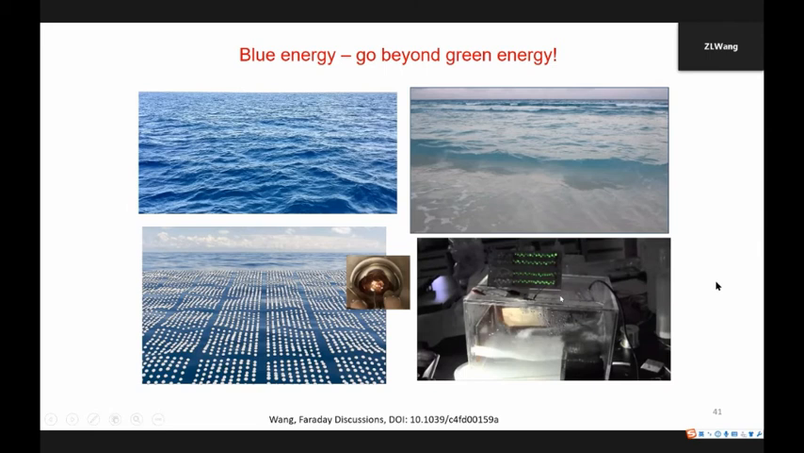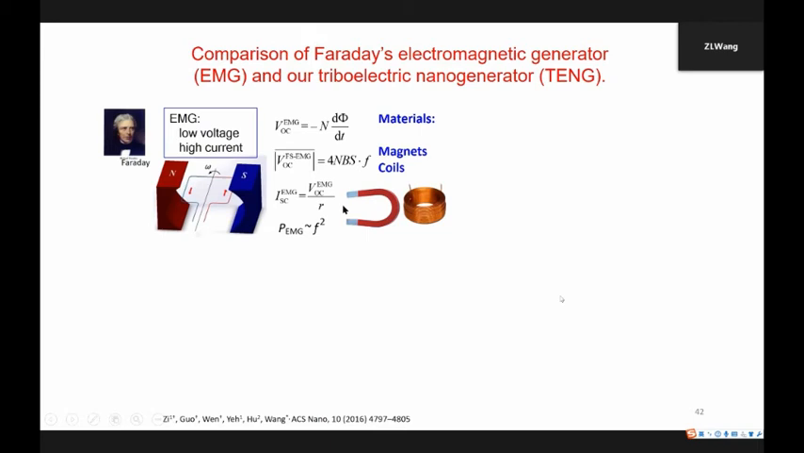So what is the fundamental difference? I always emphasize fundamental things. You have to be physically different. This is the electromagnetic generator. The power output goes with the square of the frequency. It uses magnets and coils. This is the traditional technology, and you cannot change it over 180 years. What we do here is linear with frequency.